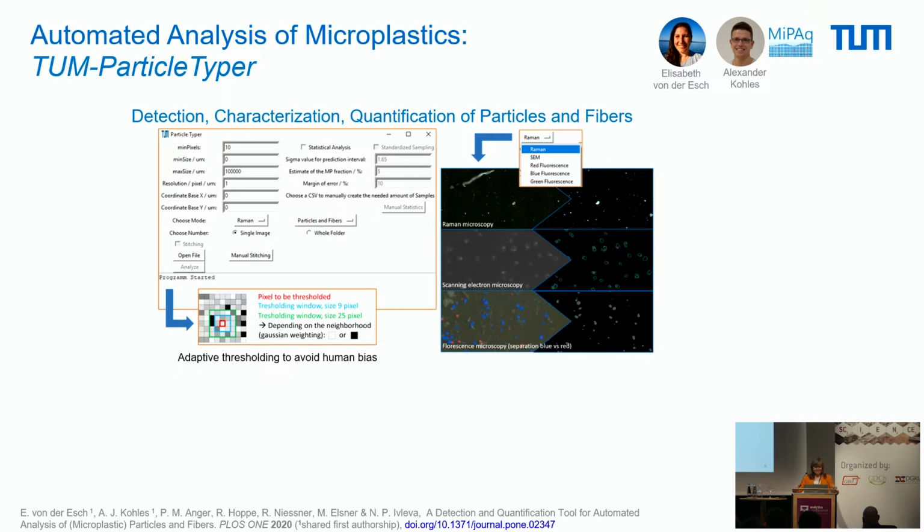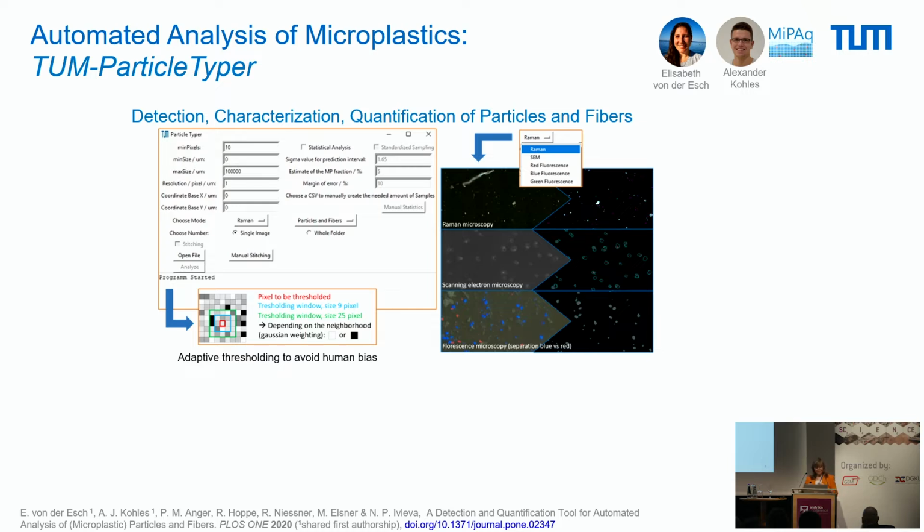And this procedure was already realized and published 2 years ago in the form of open source software, TUM-ParticleTyper. This method allowed for detection, characterization, and quantification of particles and fibers on the images. It can be dark field Raman microscopy images, but it's also suitable for the analysis of scanning electron microscopy images and fluorescence images, because we have red, blue, and green channels.